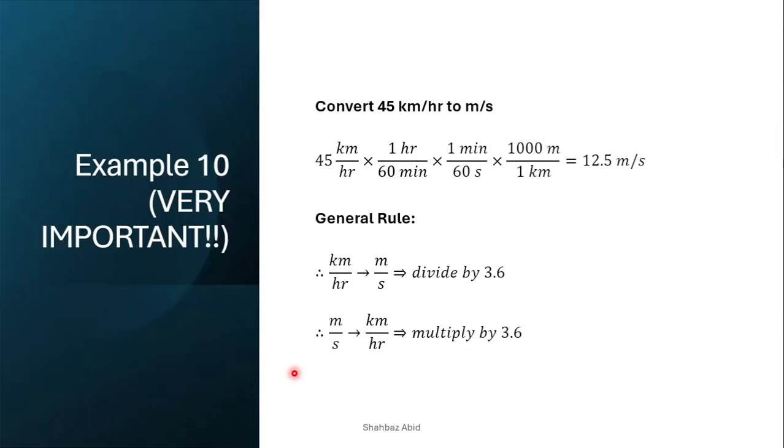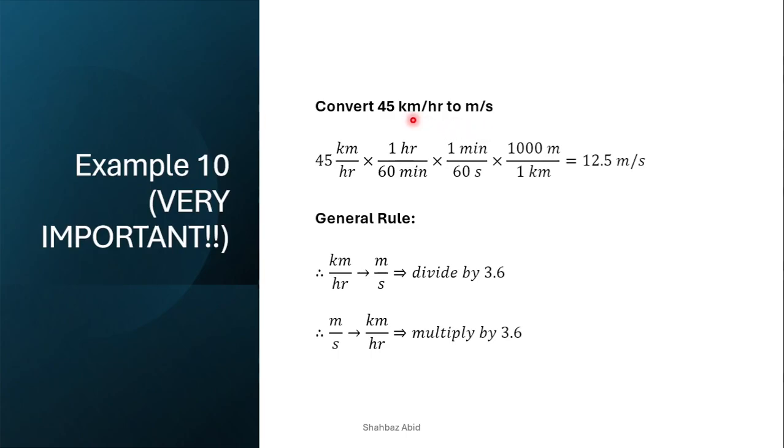Example number 10 is actually very important, and it's going to be there in most of the exams, and I have to make sure that you understand this conversion to make sure that your answers are correct in the exams. Sometimes we are going to face a problem in which there is a speed mentioned of any object. So for example, if I am going to convert 45 km/h to meter per second, again, why do we need to convert this?